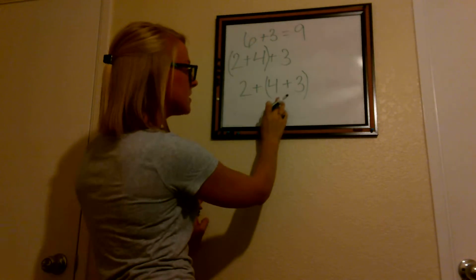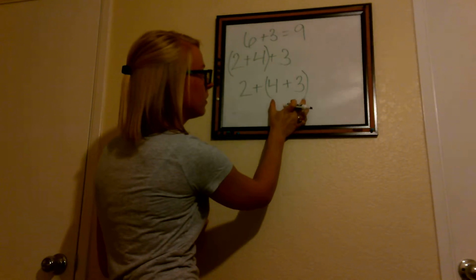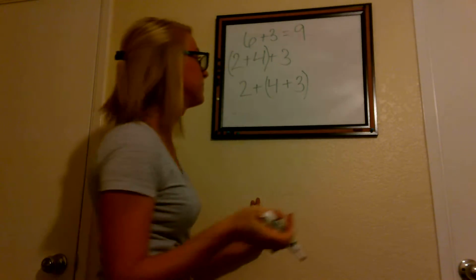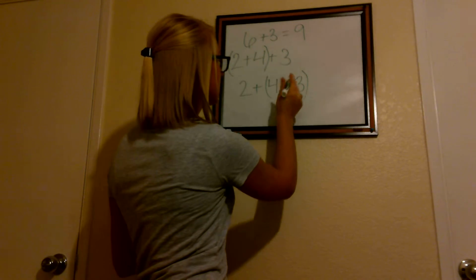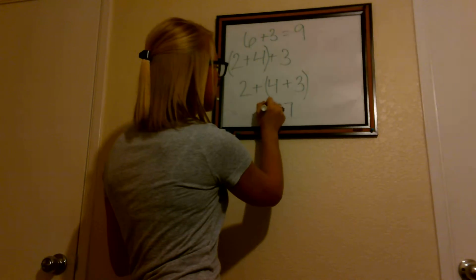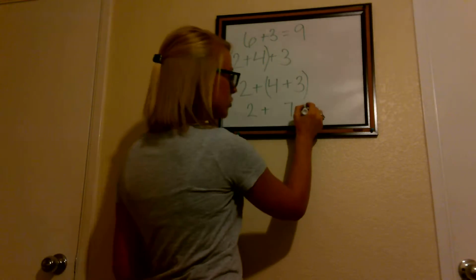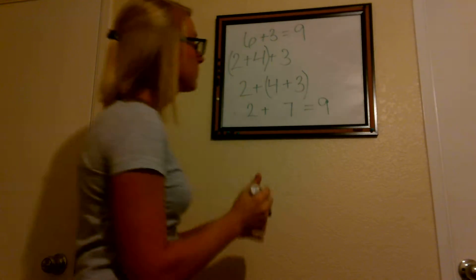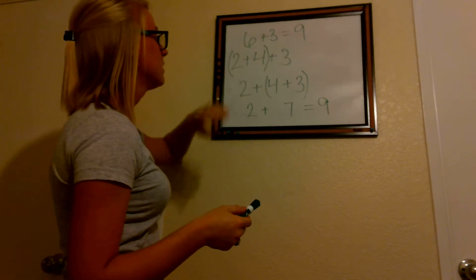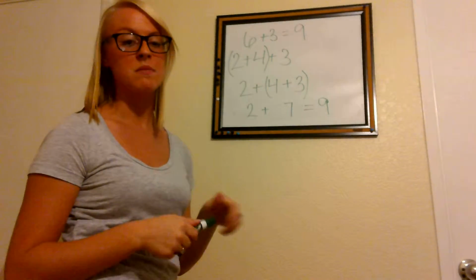Alright, now let's go to the second one, where I grouped 4 plus 3 together. So again, we're going to start with the 4 plus 3, since I grouped those together. So 4 plus 3 is what? 4 plus 3 is 7. And then we're going to add our 2. So what's 2 plus 7? 2 plus 7 equals 9. So again, we got the same answer, even though we grouped different numbers together. We're still going to get the same sum.